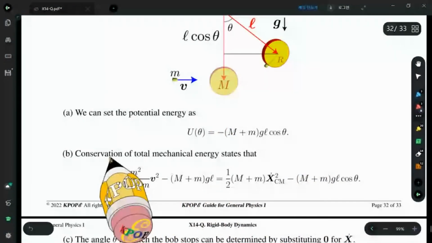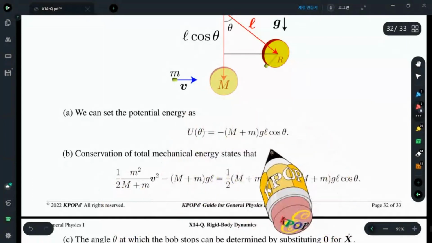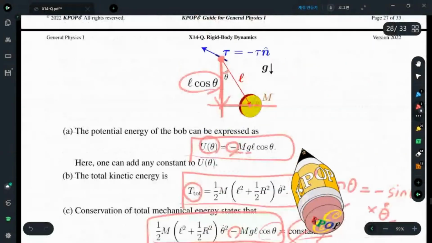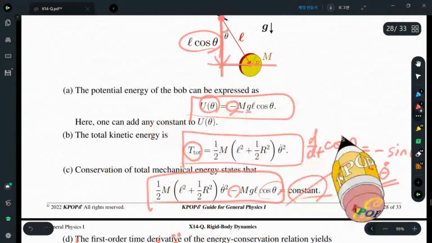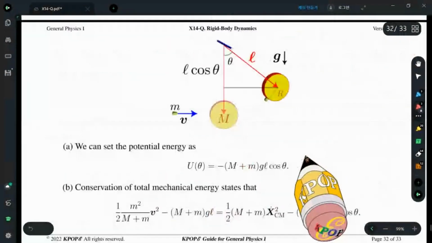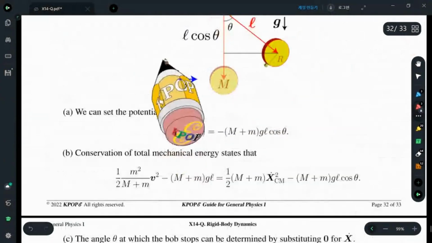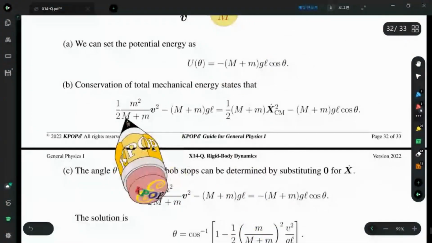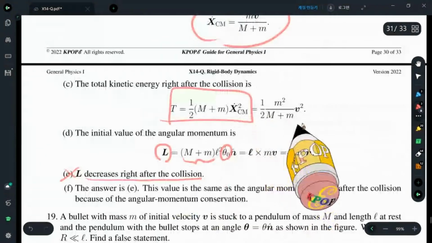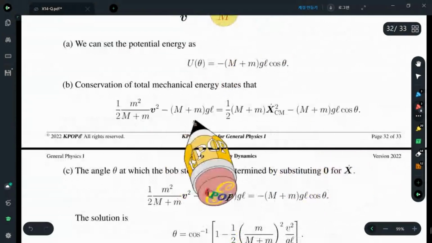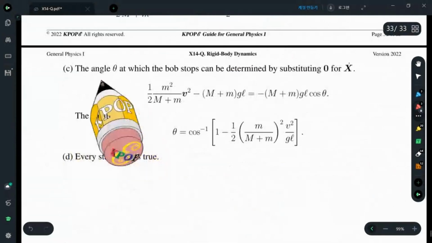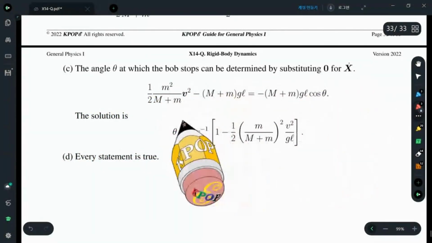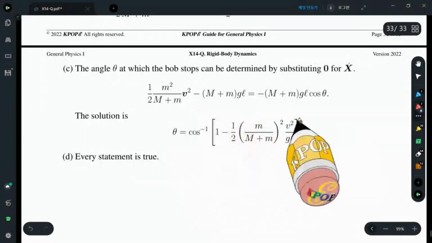Now, this one is to use the total mechanical energy conservation again, and that is exactly the same as what we have done in here. So I don't want to repeat the calculation, and this just substitutes the combined system. I have replaced the total mass in here and substituted the kinetic energy that we have obtained in this formula and reorganized the expressions. And what is the question? The angle theta at which the bob stops. That one is simply solving this problem.